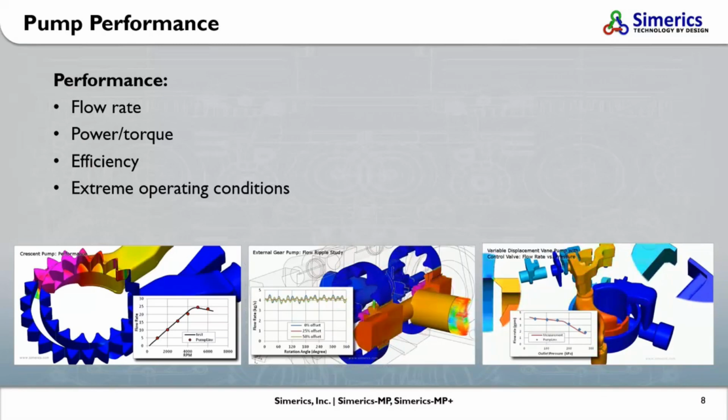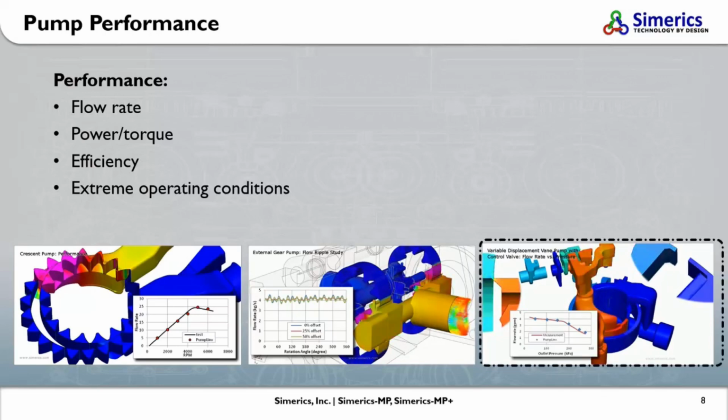Simulation results demonstrated improvement in flow ripple reduction at different phase offsets. Lastly, on the right, we have a variable displacement vane pump with automatic eccentricity adjustment based on fluid force. Again, despite this added complexity, Cimerix MP Plus predictions matched extremely well with test results.